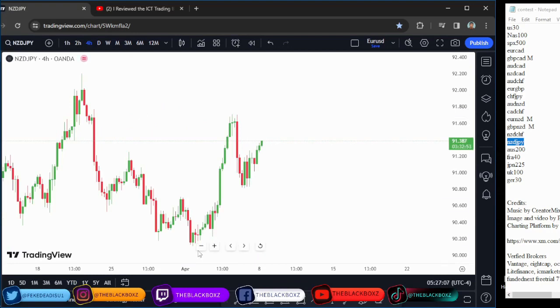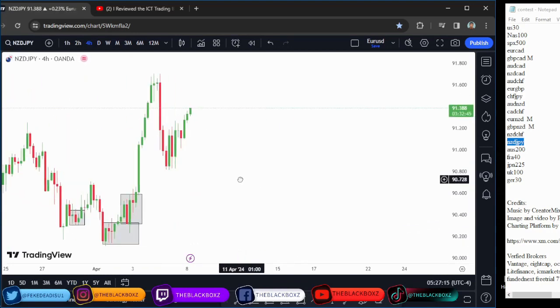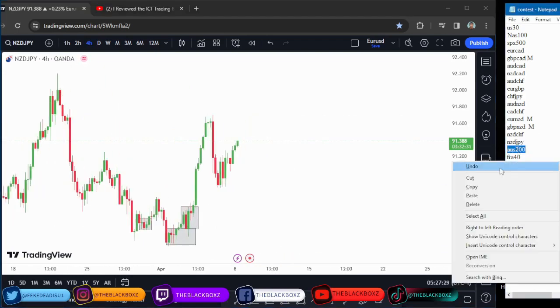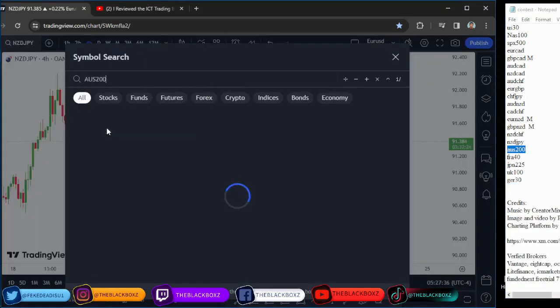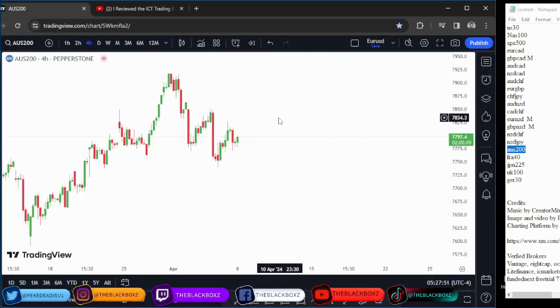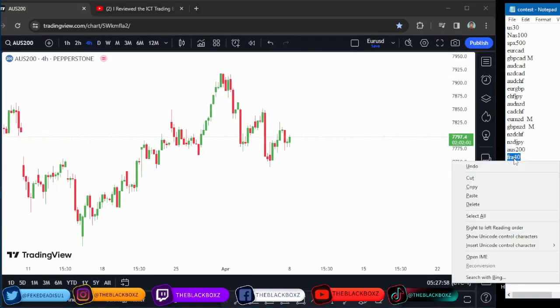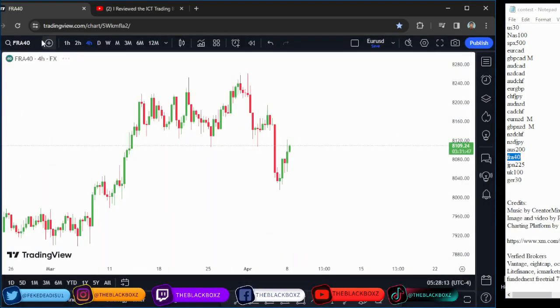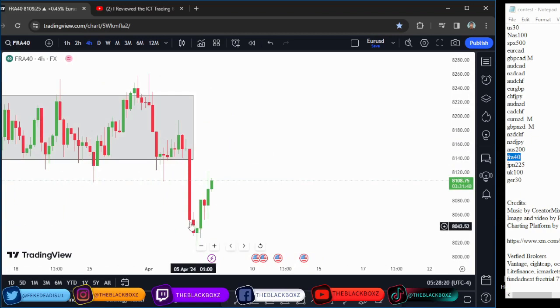And I am going to Kiwi Yen. As you can see, after a brief pullback, it supported something and went up. There was no setup, so I went to the indices. Aussie 200, as you can see, we had no setup at all, so I went to France 40. France 40 is the same thing, no setup at all.